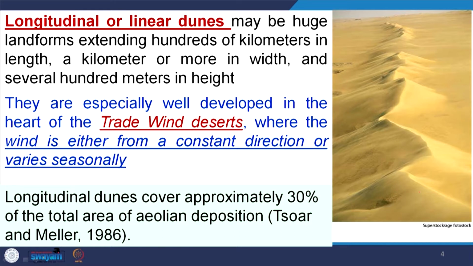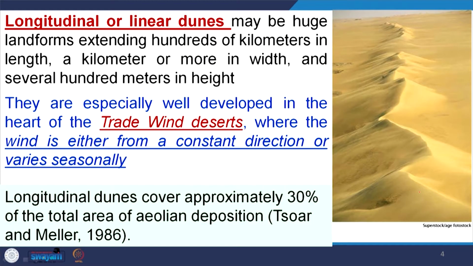Longitudinal dune, as the name says, is elongated in nature, and the direction of elongation is parallel to the wind-blown direction. So, it may be a huge landform extending hundreds of kilometers in length, kilometers or more in width, and several hundreds of meters in height. Now you see, it is extending several hundreds of kilometers. Even across the entire Sahara or entire Kalahari, one dune can extend all through its length.